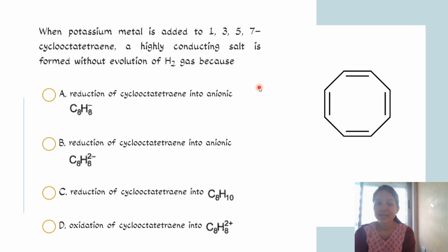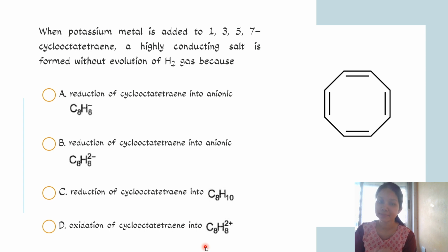When potassium metal is added to 1,3,5,7-cyclooctatetraene, a highly conducting salt is formed without evolution of hydrogen gas. Because of which of these four pathways is followed in the reaction? Is the starting material reduced to give this anionic species, or is it reduced to give the dianionic species, or is cyclooctatetraene reduced into C8H10, or do you get this dicationic species? You have to identify.